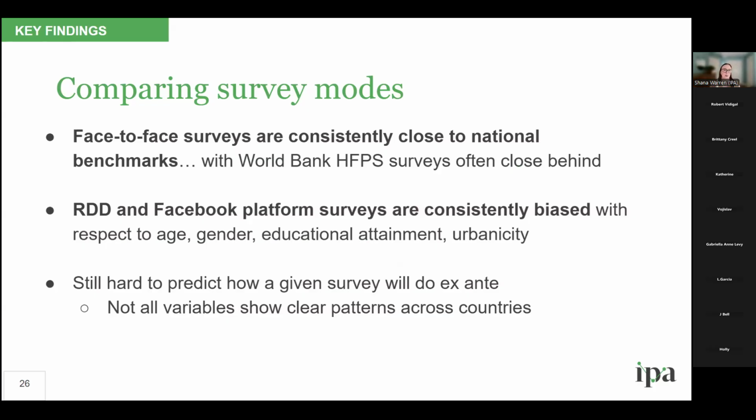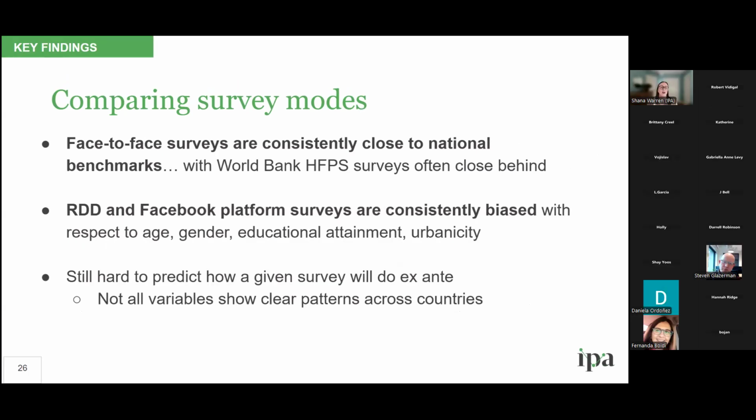to national benchmarks. And the World Bank High Frequency Panel Survey is often just close behind. Remember, this survey is over the phone, but drawing from a sample that was recruited through an in-person nationally representative enumeration area, very careful process. And these are larger samples. So these are sort of close behind.